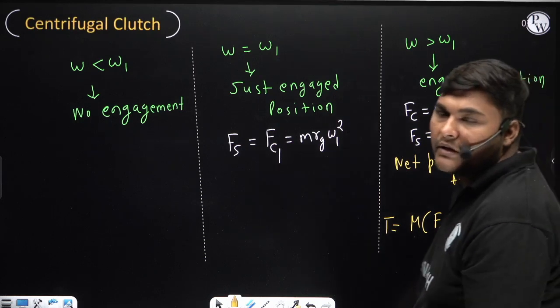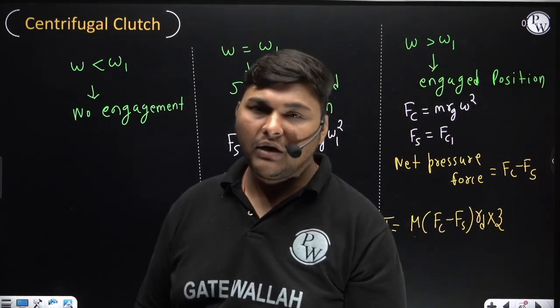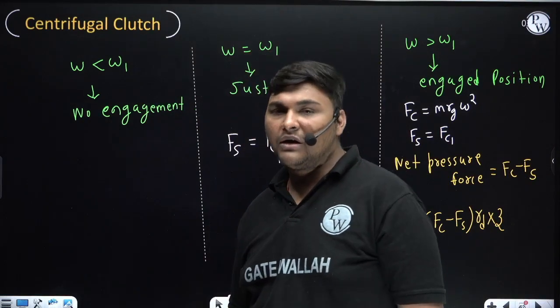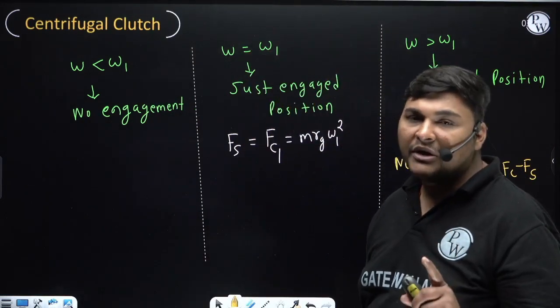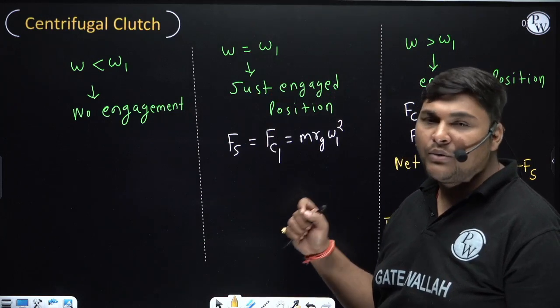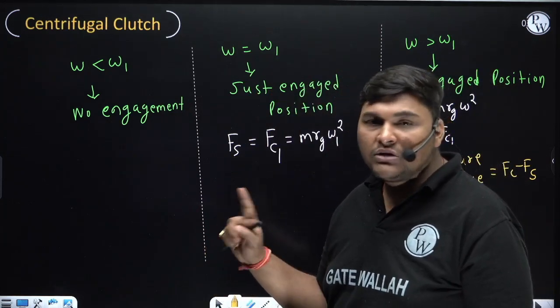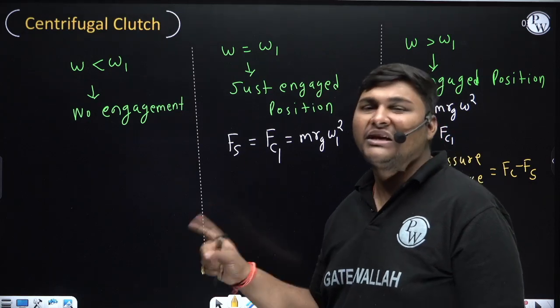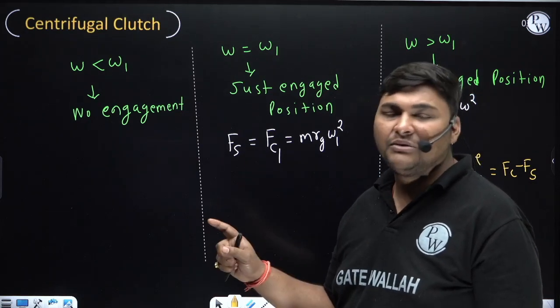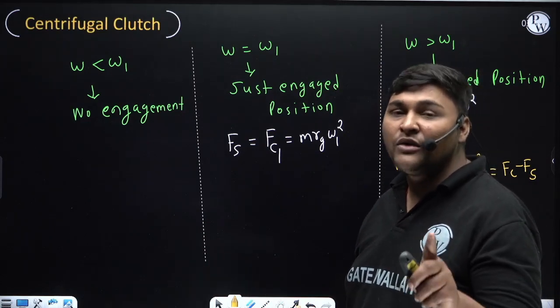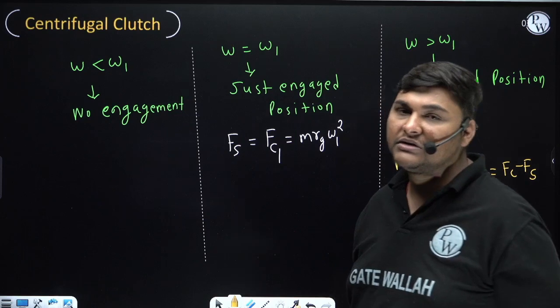So this is the summary of centrifugal clutch. Using this summary, you can easily solve the questions of centrifugal clutch. And I will suggest one important point: while solving problems of centrifugal clutch, always use SI units. Don't use any other unit. Always use SI units, that is force in Newton, distance in meter. In that case, you will not make any mistake related to units in centrifugal clutch problems.